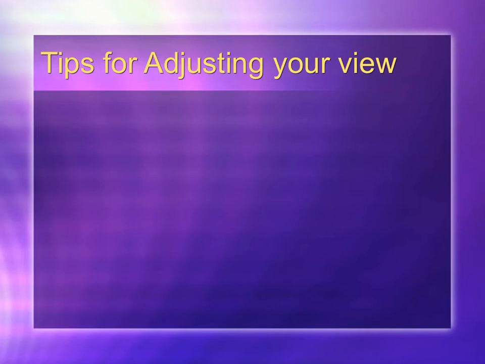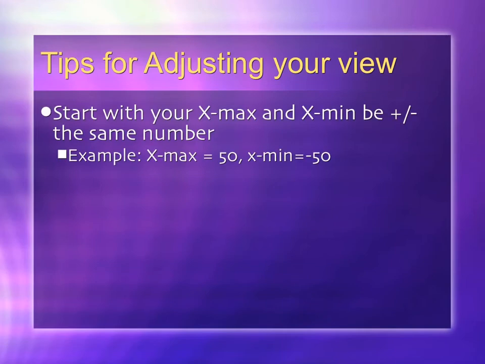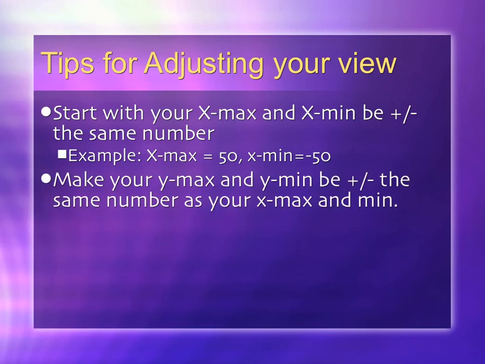Some tips for adjusting your view. It's helpful if you start with the X min and max being plus and minus the same number. For example, a min of -50 and a max of +50. This isn't always going to be the case, but it's a good place to start out. Next, make your Y max and min be plus and minus the same number as your X max and min. So let all of your dimensions, your X max and min, Y max and min, be the same magnitude.